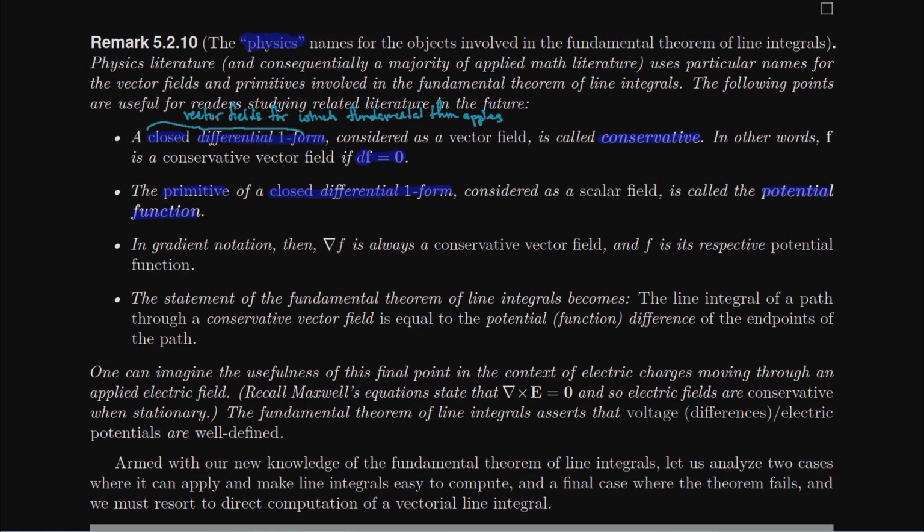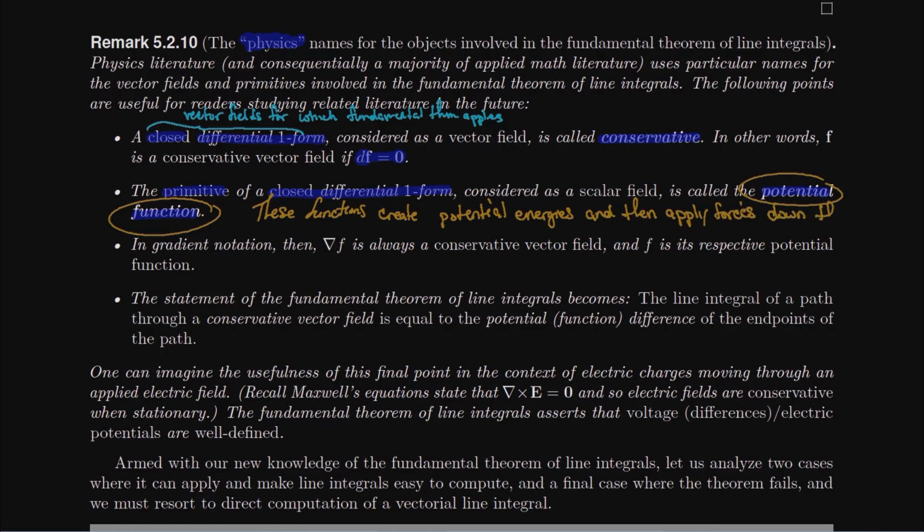So why do we call it a potential function? It's because these functions create potential energies, and then they apply forces down their gradient. So that's why the physics literature calls them potential functions. It turns out whenever you find one of these, they're representative of a potential energy of some form.